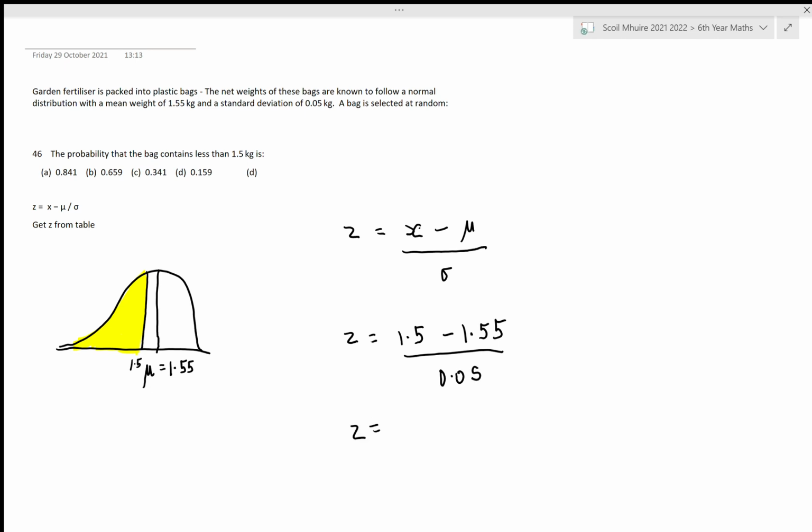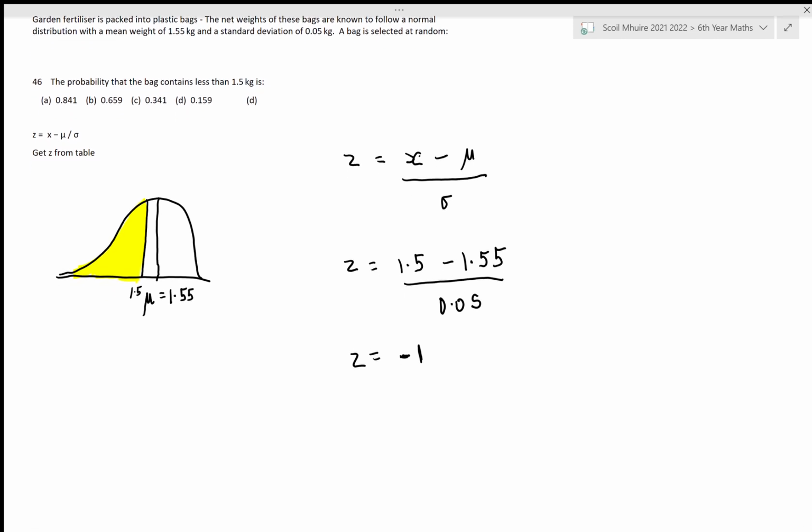All right, so we'll just stick that into our calculator and work out how many standard deviations our data is from the mean. So 1.5 minus 1.55 divided by 0.05. So a nice little score of -1. So your Z-score tells you that you are one full standard deviation from the mean to the left. So you now need to convert this Z-score into a probability value. Okay, so we use our Z-score tables to do this.